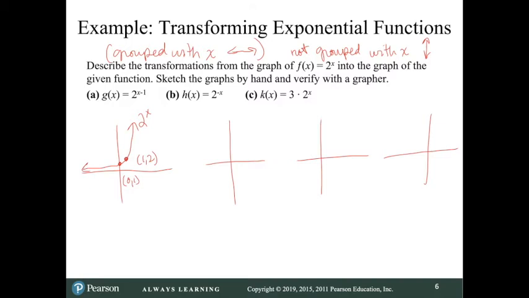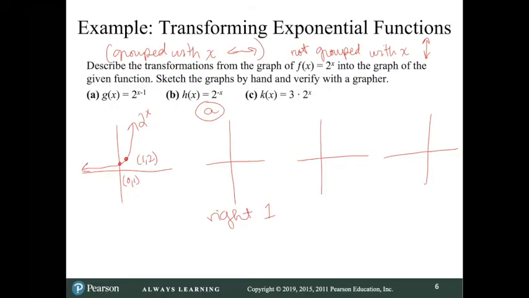For A, we have 2 to the x minus 1. So what has changed is that minus 1. It's grouped together with the x. So this should be a shift right by 1.